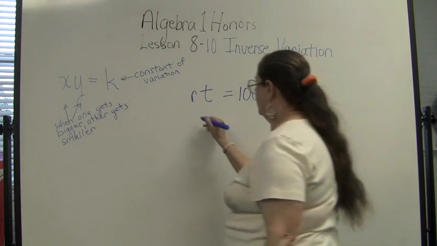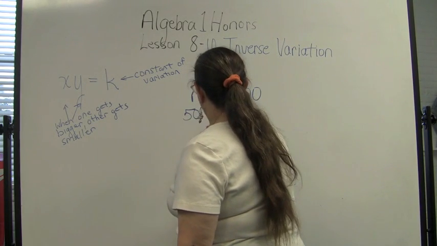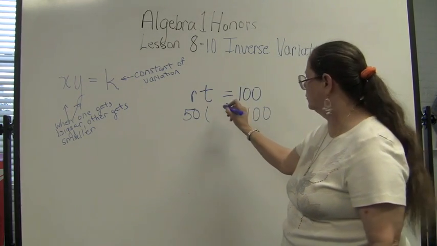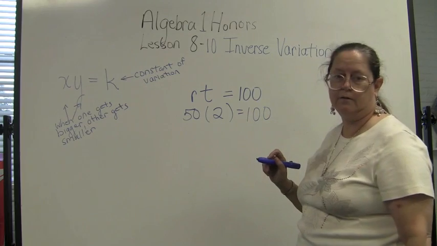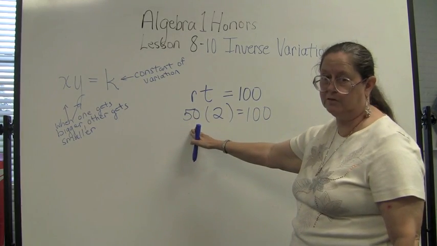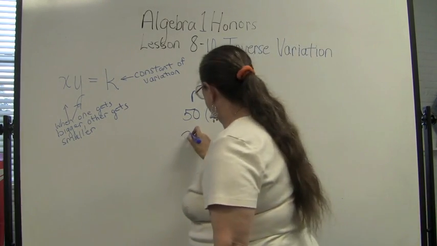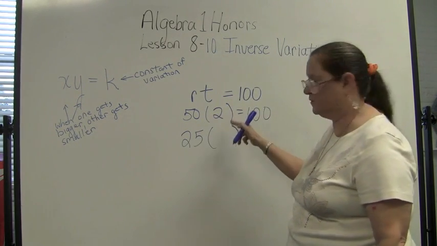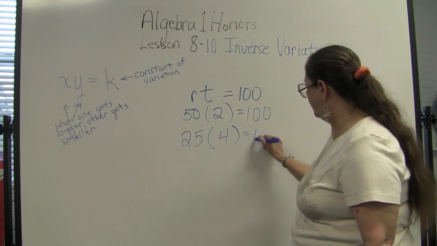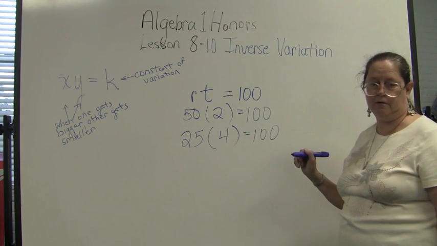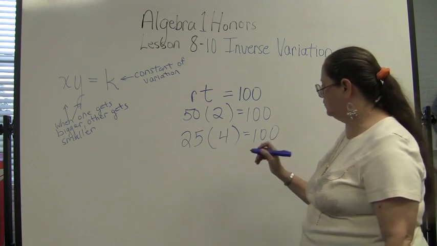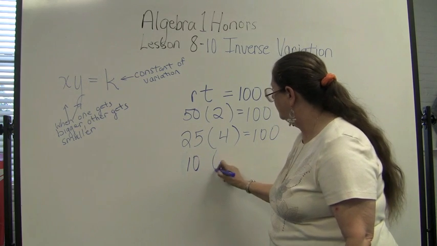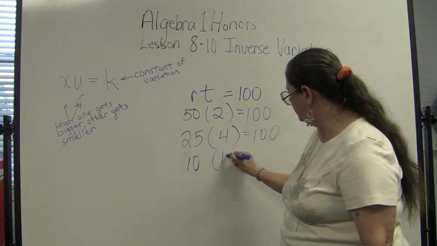If I go 50 miles an hour, okay, it's going to take me 2 hours to get there. If I slow my speed down to 25, okay, so if I cut my speed in half, I have to double the amount of time it takes me to get there. If I reduce my speed to, let's say, 10 miles an hour, okay, then it's going to take me 10 hours to get there.